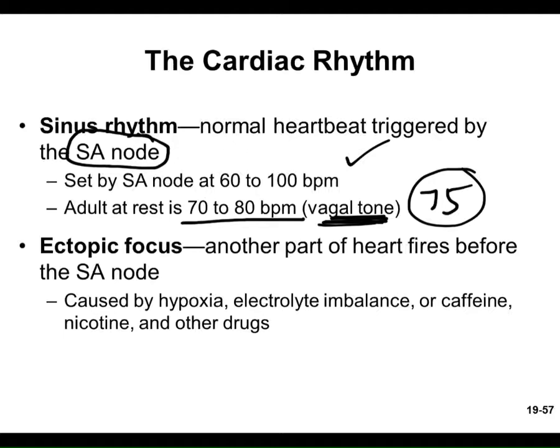Vagal tone. A fancy way of saying your vagus nerve, and your vagus nerve is part of your parasympathetic nervous system. So you may also hear this called vagal tone or parasympathetic tone. What this means is that if I took your heart out of your body and set it in a cold beaker of calcium and it was still beating, it would beat closer to 100 times a minute. It would sit there and beat about 100 times a minute.